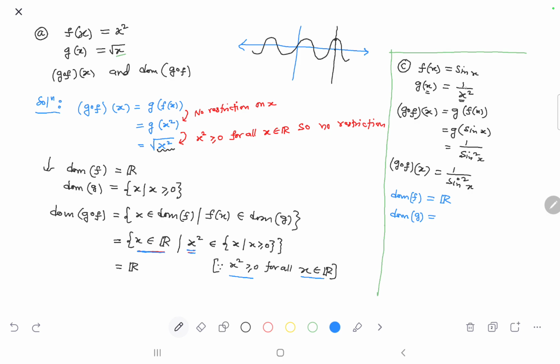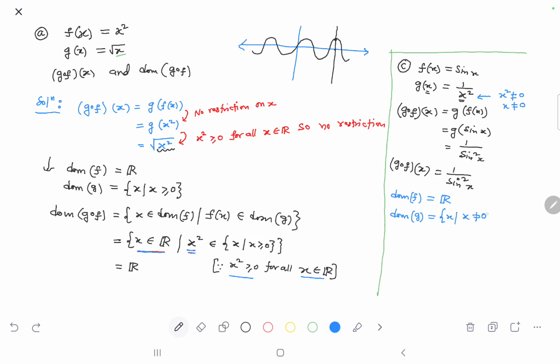Also all real numbers? No. You are taking 1 over x square, so x square must not equal zero. If you have something in the denominator, you can't make it zero. If x square is zero, then x is zero, so the restriction is x not equal to zero. So you can take all numbers except zero.